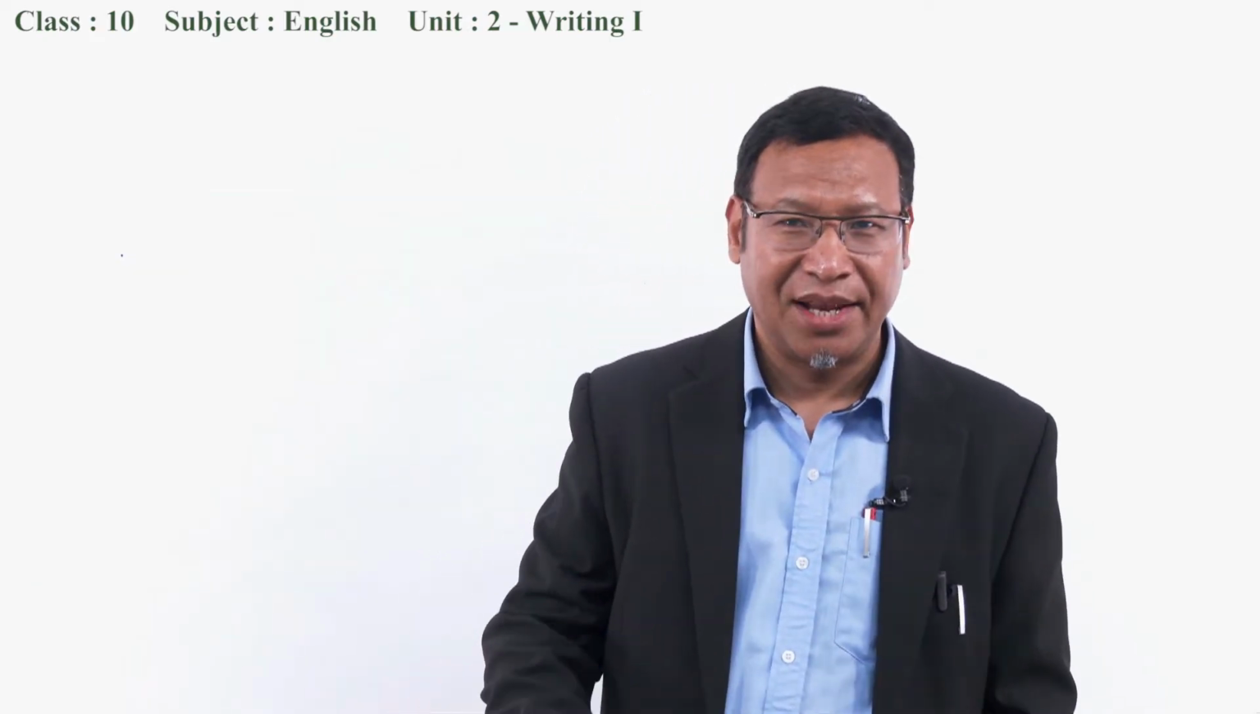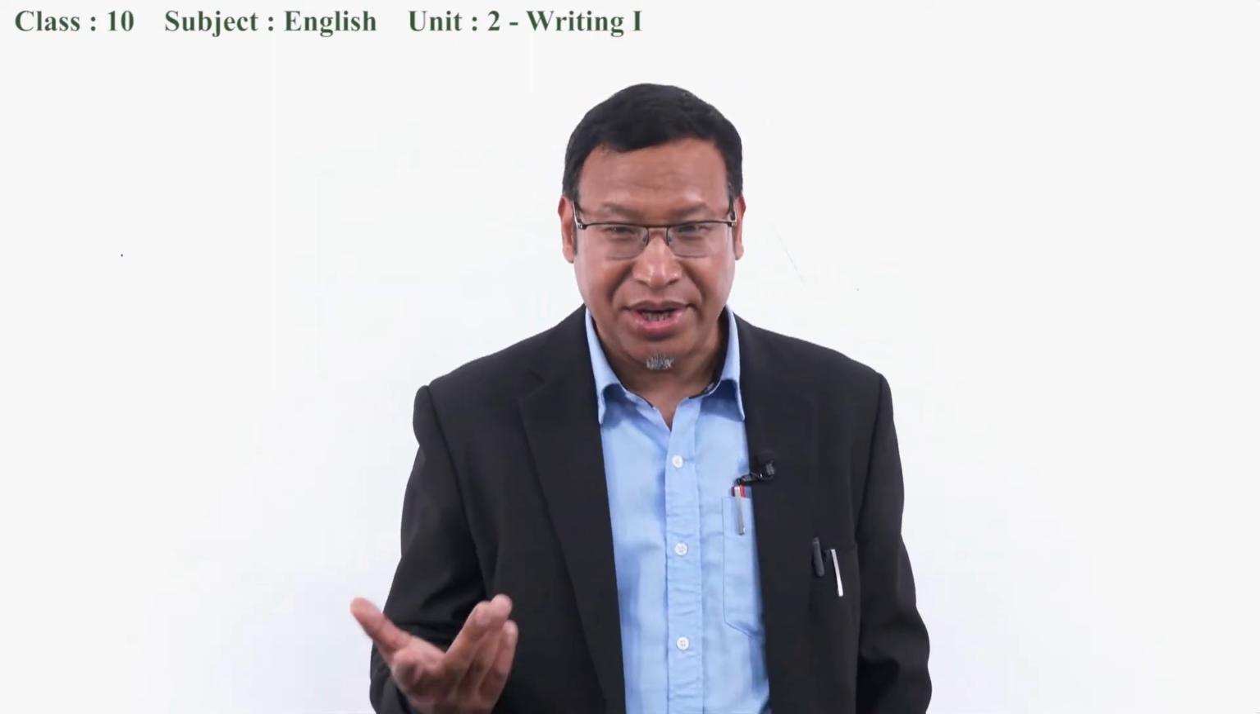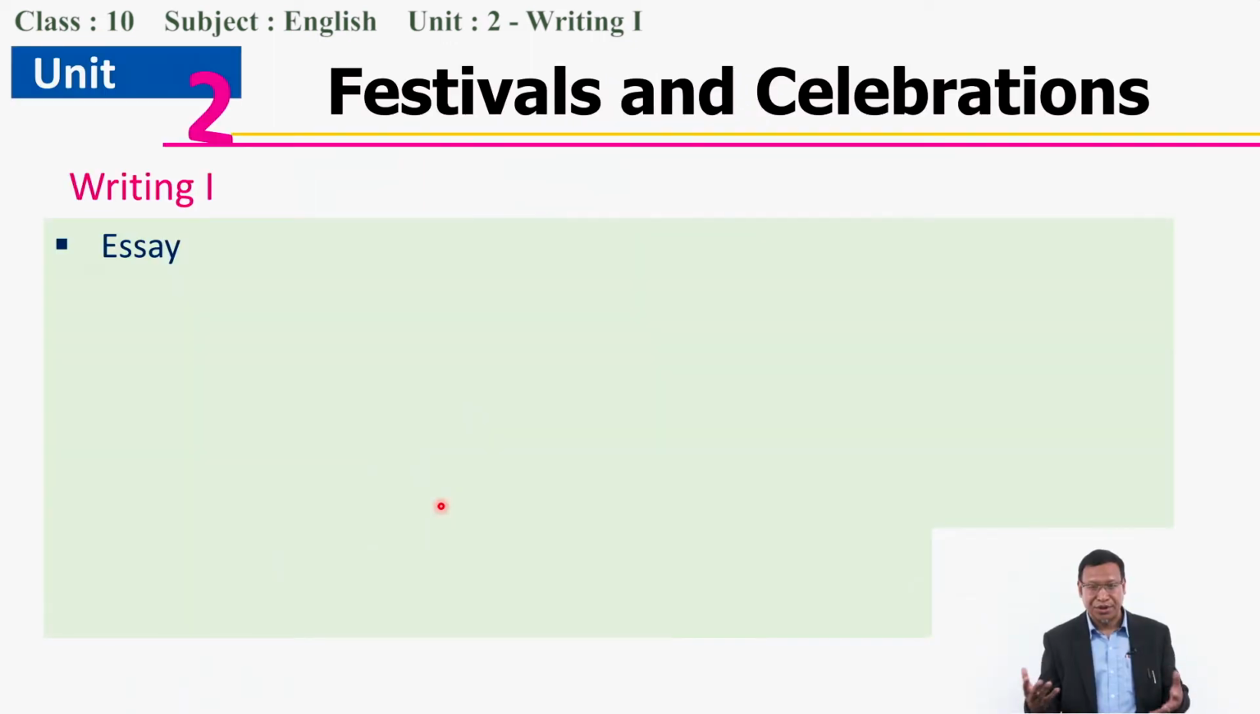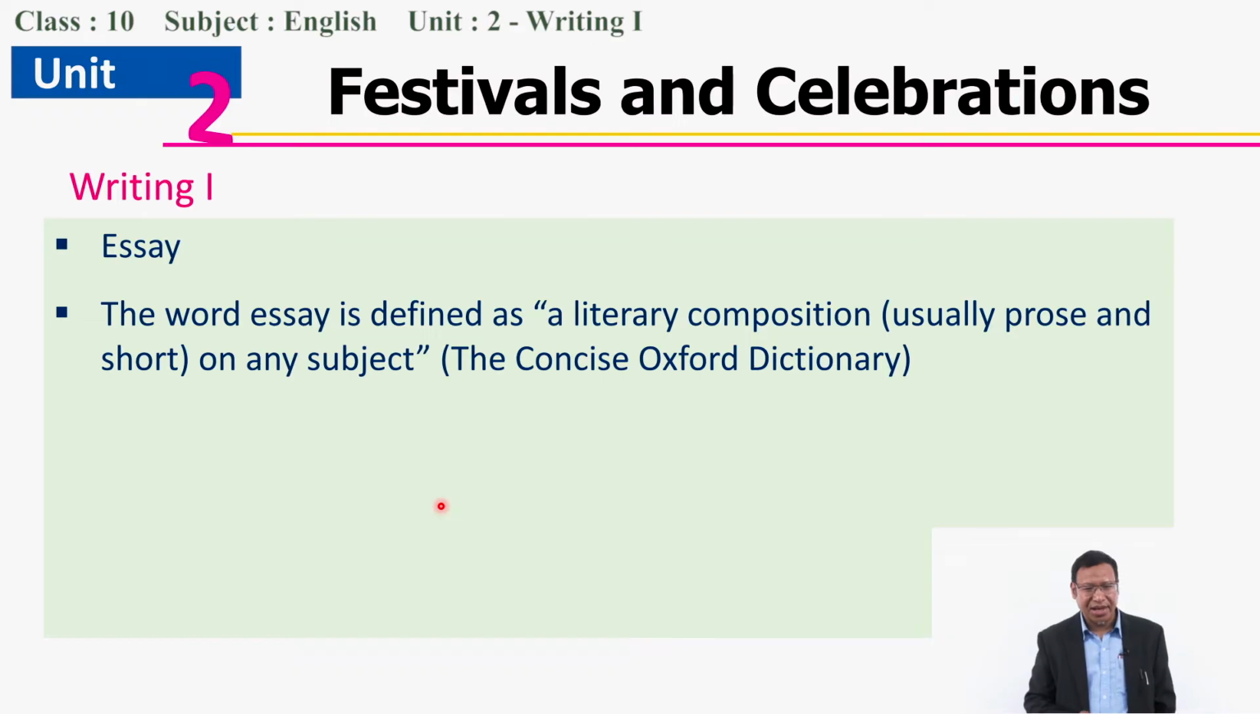Well, essay. Let's have an idea about what an essay is. Sometimes we have to know some theoretical things about different kinds of writing. So an essay is a literary composition. Usually they are in prose, not poetic, and generally they are short, not very long. The Oxford Concise Dictionary defines the essay as a literary composition on any subject, usually short and usually in prose. That is the essay.